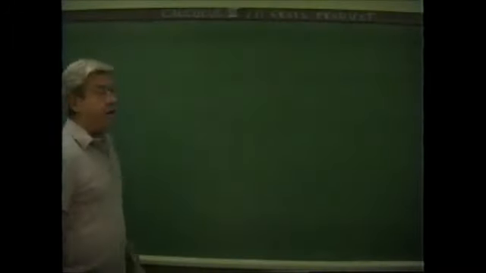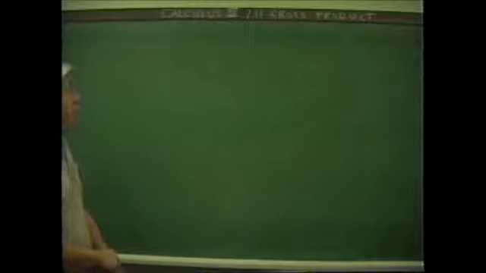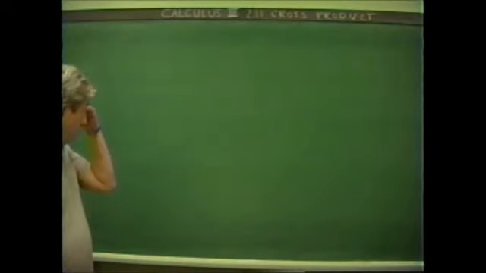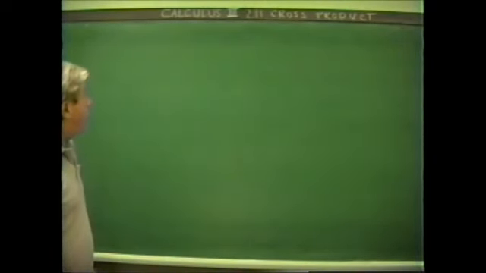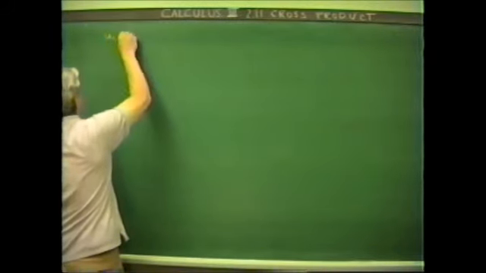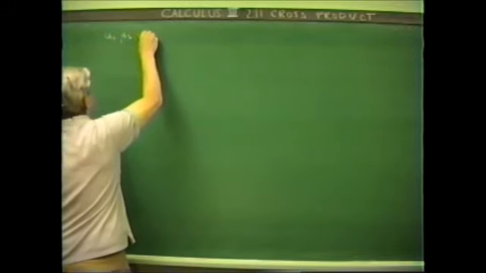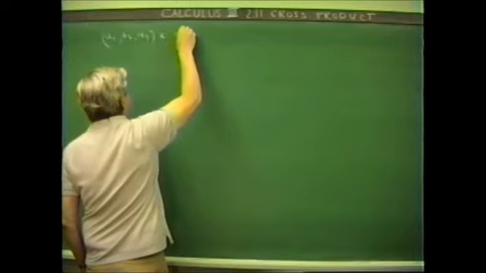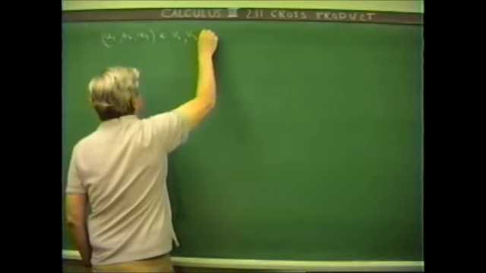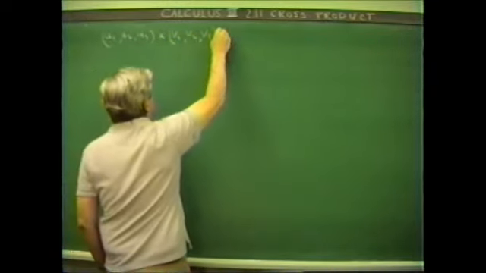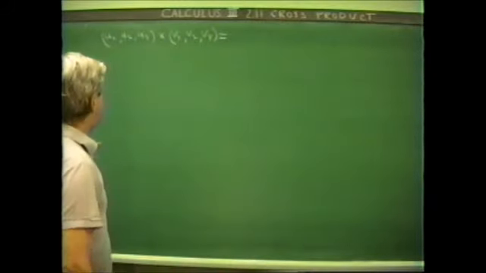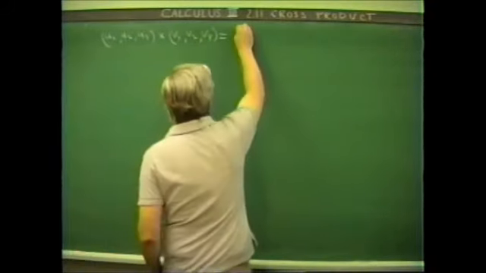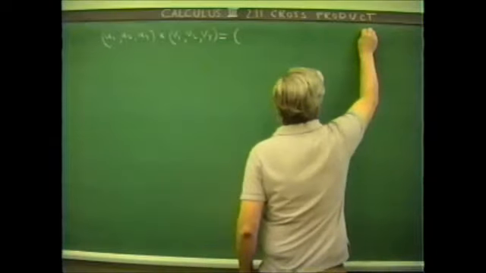Now I want to look at the product of two vectors, which really only works in three-dimensional space. It's called the cross product. If you've got two vectors, say u1, u2, u3, I want to take the cross product of that with the second vector, v1, v2, v3. This is going to produce a resulting vector, which is going to have three components.